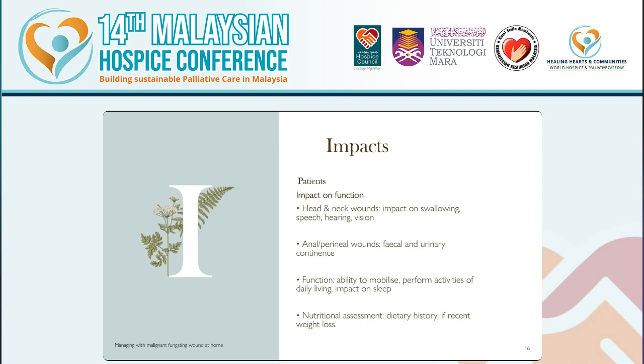If the patient is still undergoing treatment, it will be good to get the dietitians involved and give advice on the diet intake. But if the patient is already towards the end of life, then it's important for us to have a conversation to address these issues.